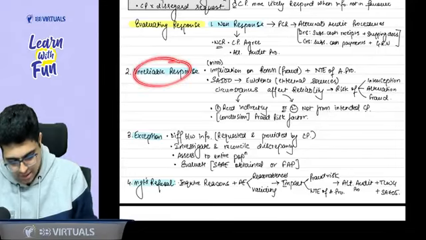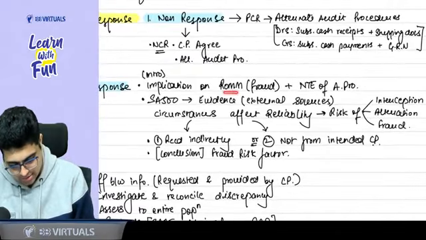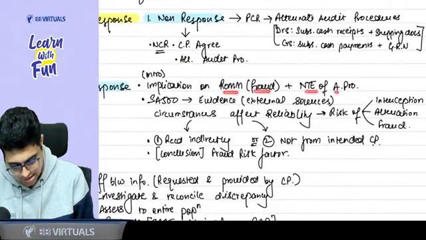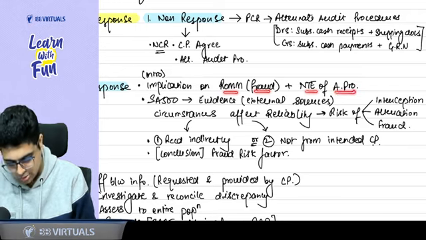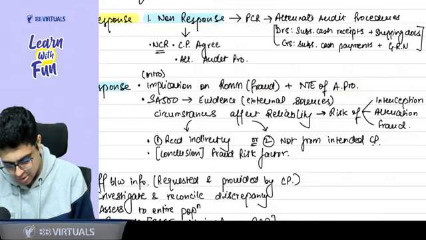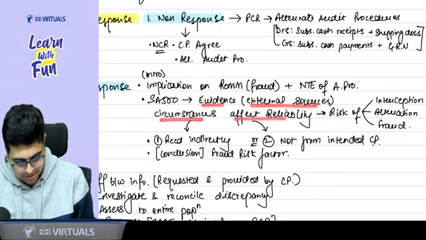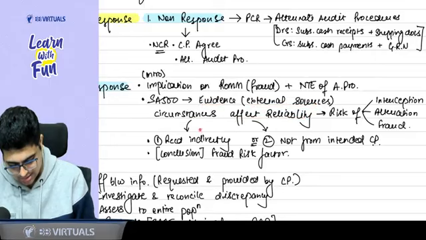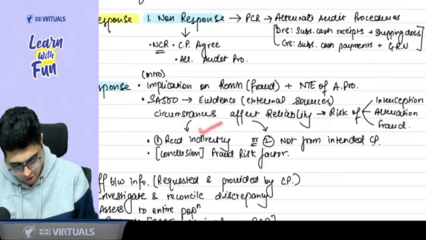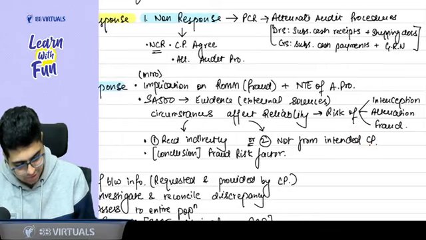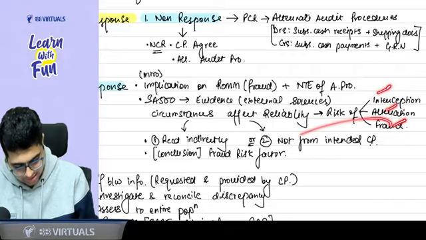If it is an unreliable response, Baba, there is a risk of fraud and consider the impact on nature, timing, and extent of procedure. Now start your answer. Reliability is a concept talked about by SA 500. So say evidence from external sources. Still, there can be circumstances that affect the reliability. What were the two circumstances? Received indirectly, or it is not from intended confirming party. So what is the risk? Sir, there is a risk of interception, alteration, and fraud. That's why it is called a fraud risk factor.